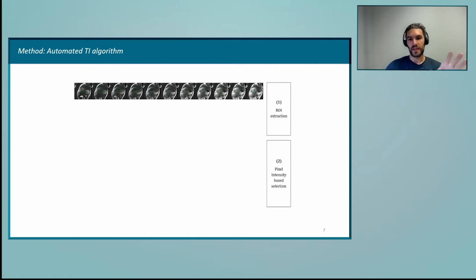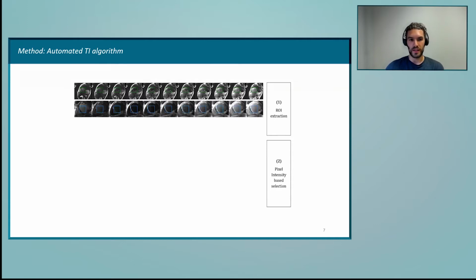So for the first step, we started with our TI scout images, the 11 images, and we want to first detect a coarse region around the heart. This is depicted here in green. We perform a first segmentation, and from this first segmentation, we want to select a sub-region that will contain information of both the blood pool and the myocardium.